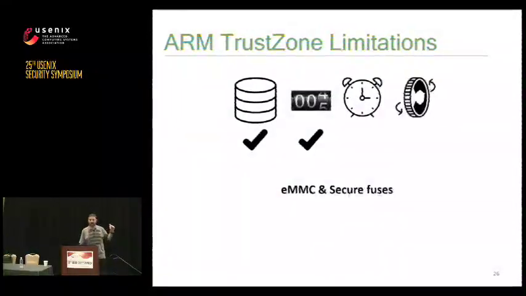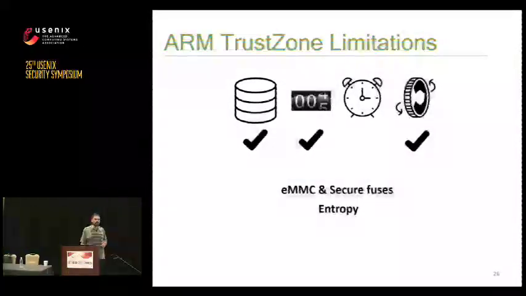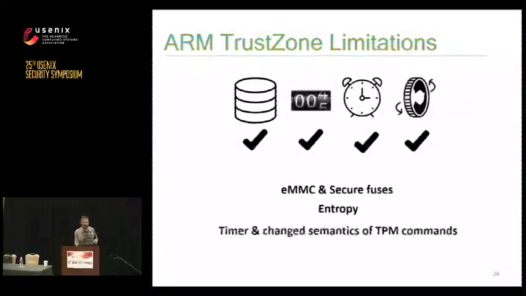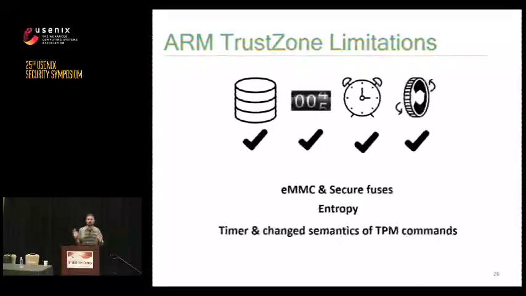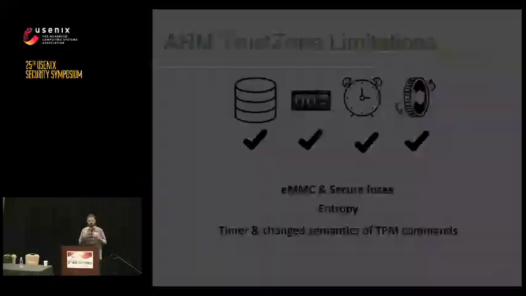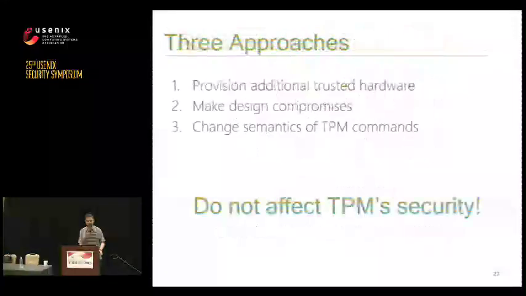Okay, so here's what we did. The combination of the eMMC and secure fuses addressed the first two limitations. We now have secure counters, and we have secure trusted storage. The source of entropy addressed the need for entropy, straightforward. And finally, we used a combination of a timer and a slight change in the semantics of a TPM command to build a secure clock. I don't have time to present this in this talk. It's in the paper. It's a couple of tricks we use. I found that they were a little confusing to present in a talk, so I skipped them, and instead I'm going to focus on the other tricks that are much simpler and more straightforward.